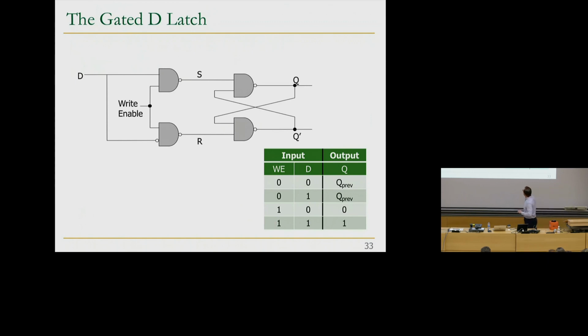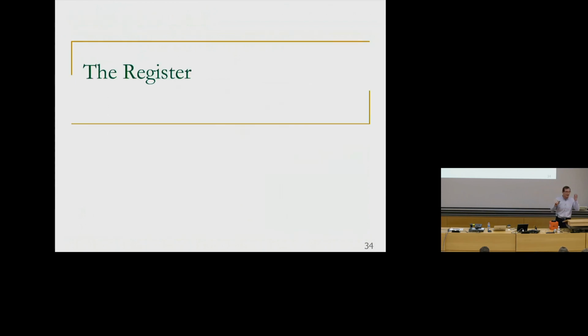When write enable is 0, the output value doesn't change. So keep this in mind. This is called a level-triggered latch, not a flip-flop, meaning that the output value changes based on the level of the write enable. So it doesn't change only at one instant. Okay, this will become important very soon when we talk about finite state machines.